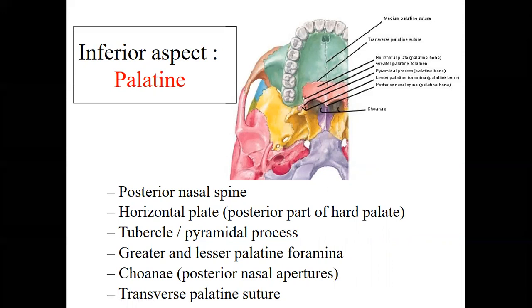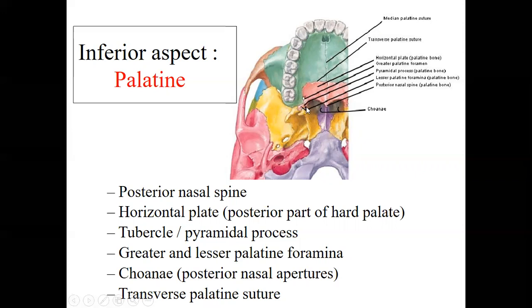And then we have the tubercle, or pyramidal process. You can see here, this is the pyramidal process, a slightly elevated part. Okay, pyramidal process. And we have the greater and lesser opening.